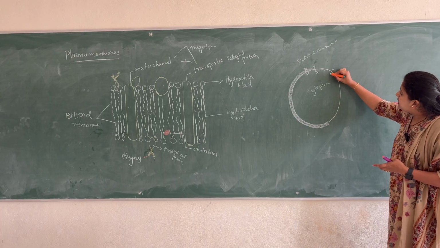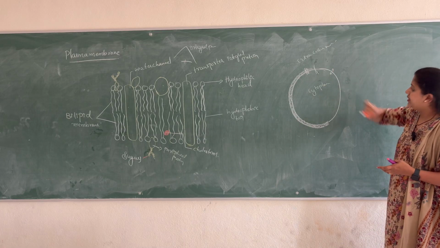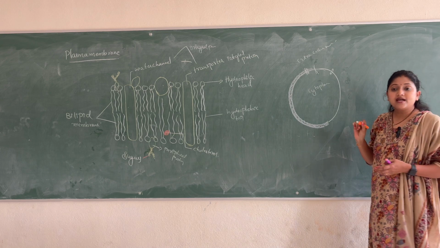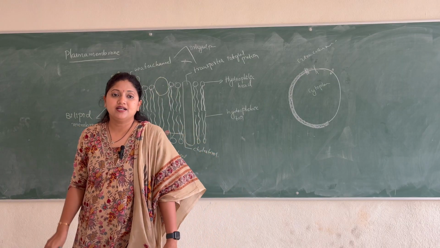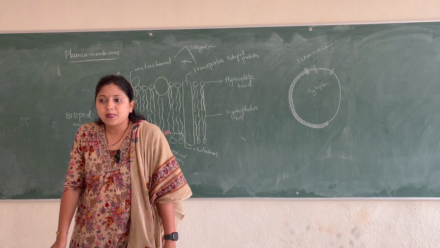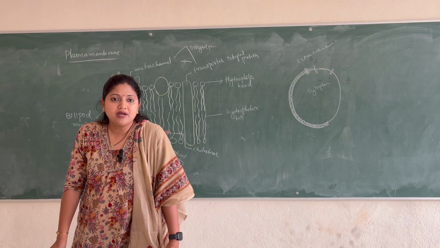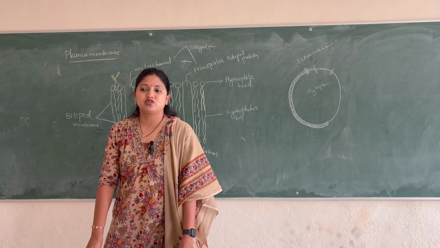So it is usually like this. This is how the plasma membrane is present in the cell. Clear? Clear with the plasma membrane? This is all about the structure of the plasma membrane.